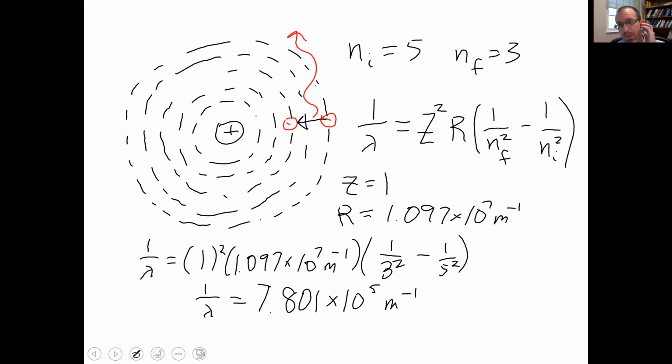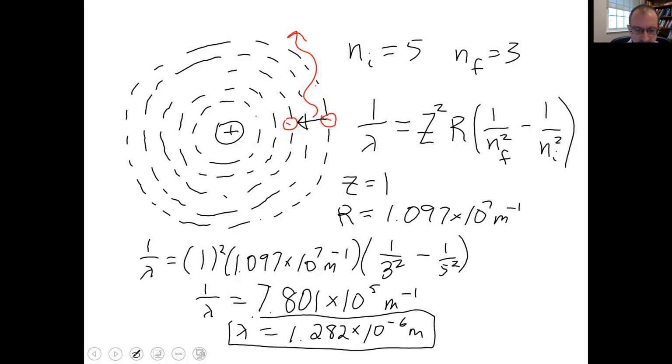Well, that's great and all, but that's not actually what the wavelength of my light is. In order to get the wavelength, I would have to take the reciprocal of that, right? I want what lambda is, not what 1 over lambda is. So when I take the reciprocal of this, I get that lambda is equal to 1.282 times 10 to the -6 meters. All right, so that would be the wavelength of the light that's emitted.